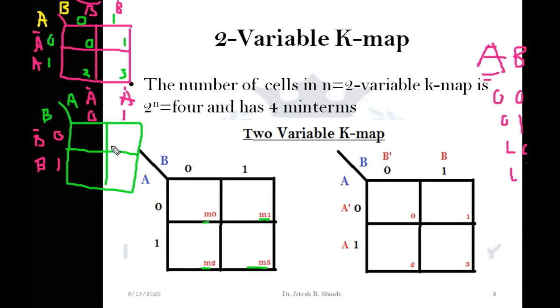Now 1, 0. I will be reading this first: 1, 0 means 2. Then 0, 1, so this will have a cell number of 1. 1, 1 will have a cell number of 3. Thus, if you change the input sequence, the K-map will also change.